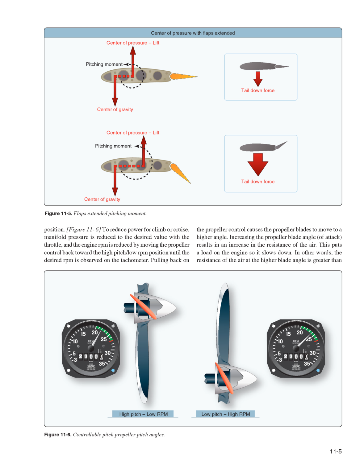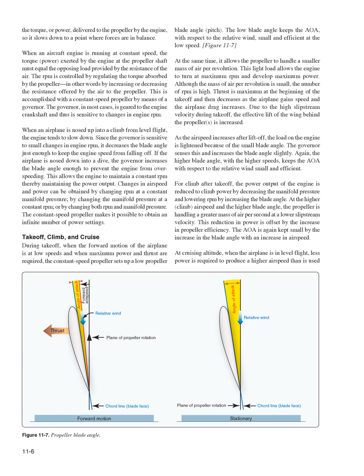Pulling back on the propeller control causes the propeller blades to move to a higher angle. Increasing the propeller blade angle of attack results in an increase in the resistance of the air. This puts a load on the engine so it slows down. In other words, the resistance of the air at the higher blade angle is greater than the torque, or power, delivered to the propeller by the engine, so it slows down to a point where forces are in balance.